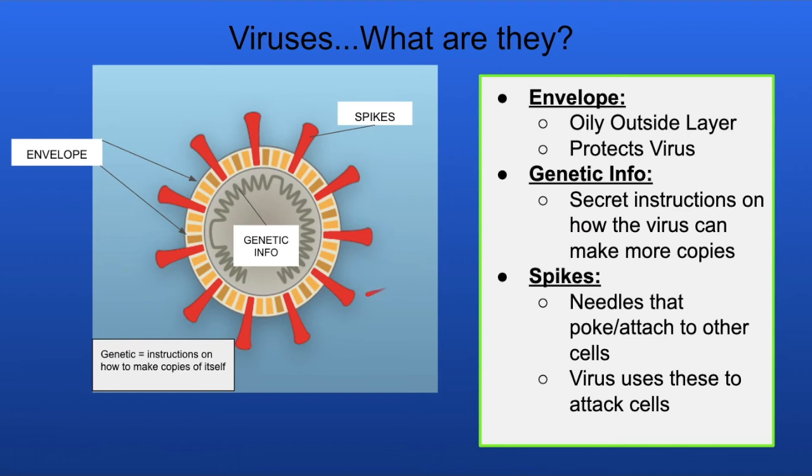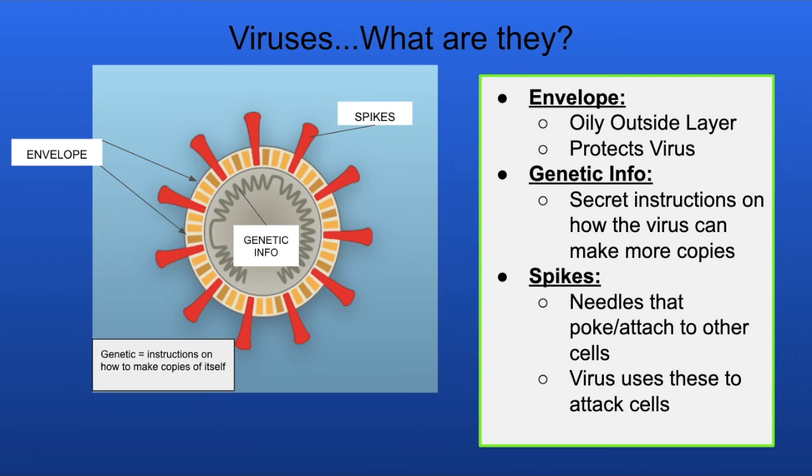Finally, we move on to the outside. The spikes. The spikes are almost like, think of it like a vaccine. Anytime you go to the doctor, they take blood, they give you a shot, a vaccine, something like that. It's a needle that pokes or attaches to cells. And then viruses can use these little needles, these little spikes, and attach themselves, and then attack those cells. Those are the 3 main parts of a virus that I'm going to want you to know.